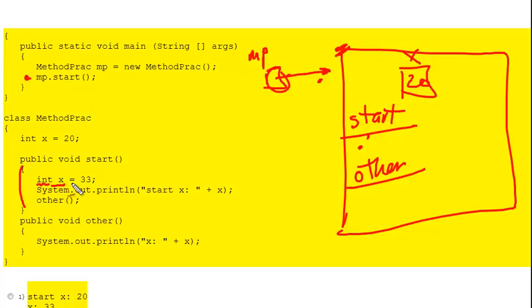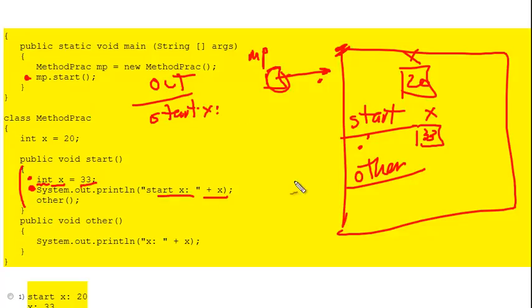First it creates a local variable x, assigns a 33 to that. Then it prints out start x and looks up the value currently in x. You can see both this x and this x, but this is the closer one here. So it's going to print the 33, calls other.